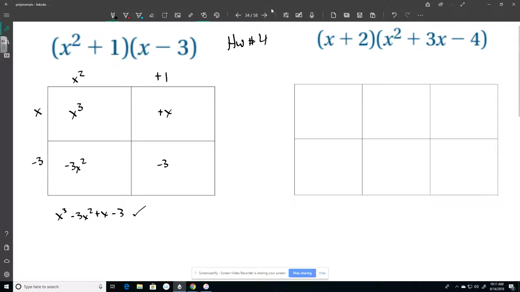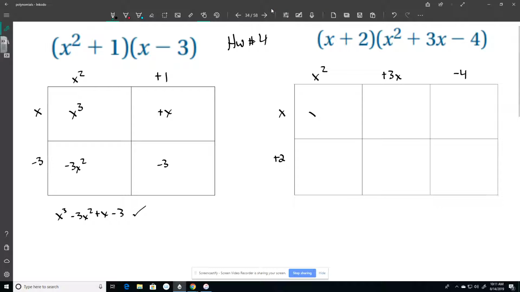Please write the biggest x first. We're going to try and do polynomials in standard form. So start with x cubed and then the squared and then the x and then the constant. So this one, x plus 2 and x squared plus 3x minus 4. So in this case, I have 3 terms in one of my parentheses, and I have 2 terms in the other one. This is a positive 2.